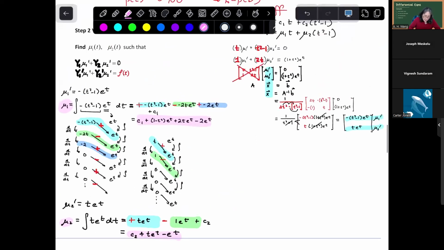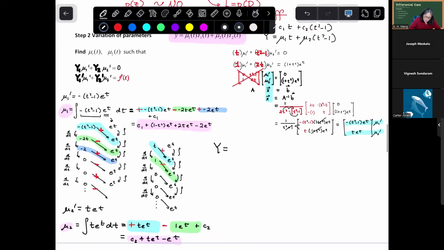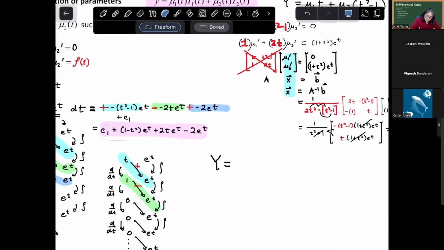Okay, so then go back. Remember what this is. This is your final answer. So let's write it down. y equals, so mu1 was this. This is the mu1 right here.